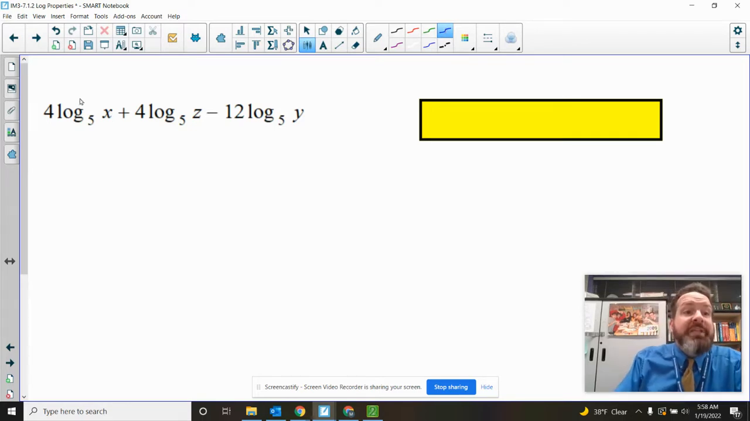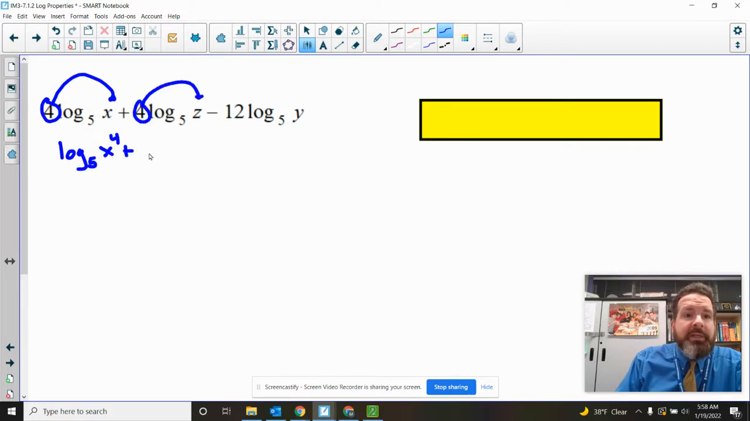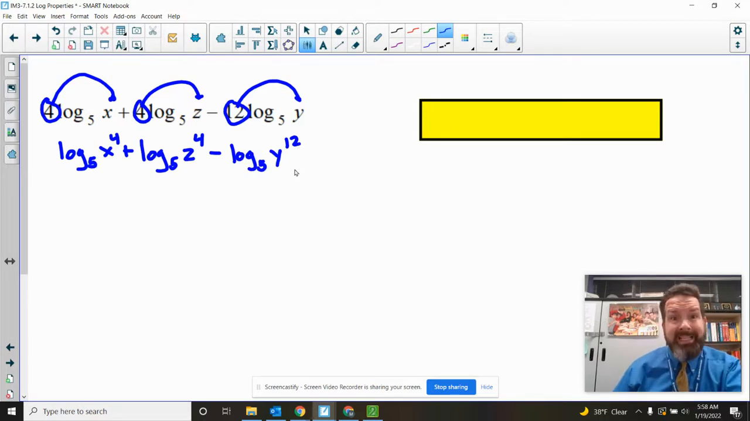Here we go. First thing, coefficients in front need to become exponents inside. So this becomes log base 5 of x to the 4th plus log base 5 of z to the 4th minus log base 5 of y to the 12th. Exponents inside first. Coefficients become exponents before you do anything else. That's our down in front property.